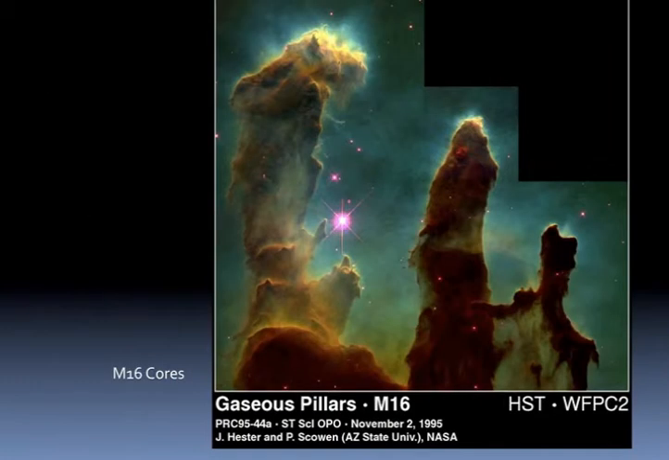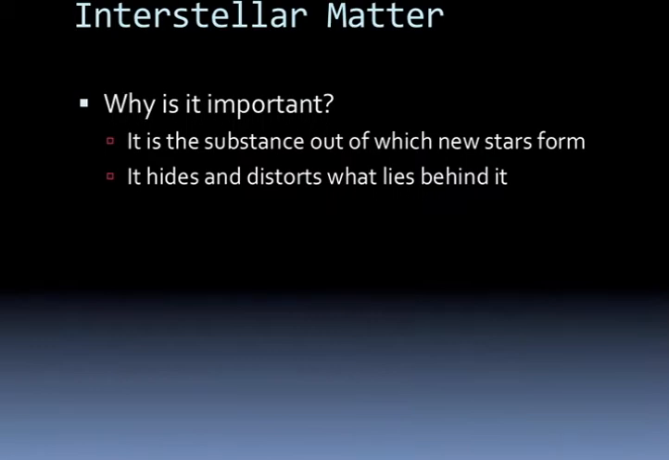We also see the M16 cores, or the gaseous pillars, as we have dark material filling up the space between us and the stars in the background. So, the interstellar matter, why is it important? Well, it's the substance out of which new stars formed, and it also hides and distorts what lies behind it.